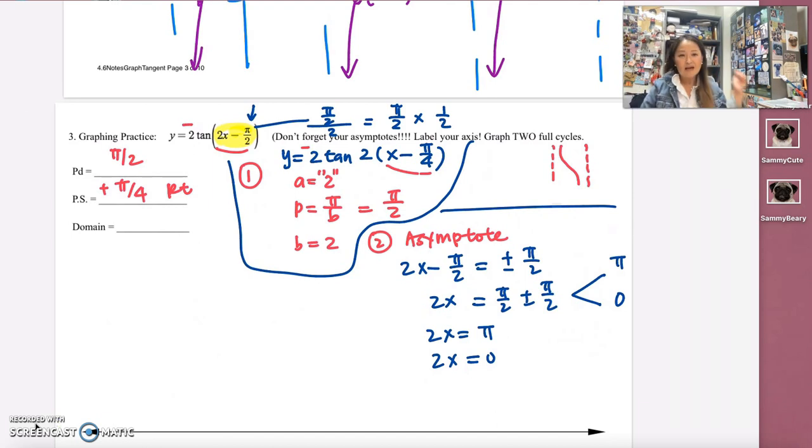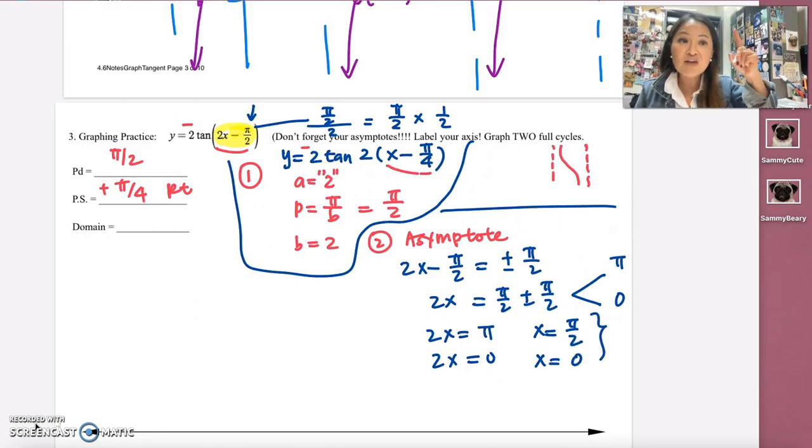Okay, do you understand that when I add it, it becomes pi? If I subtract it, it becomes 0. So that's why I set up 2 equations. That means my first asymptote happens at x equals pi over 2. My second asymptote happens at 0. What's the distance between 0 and pi over 2? It better fit my period. And indeed it does, because the distance between those two is pi over 2. Excelente! We're ready to graph.